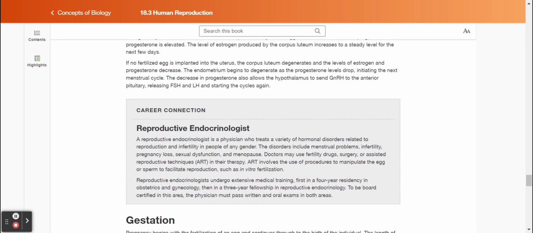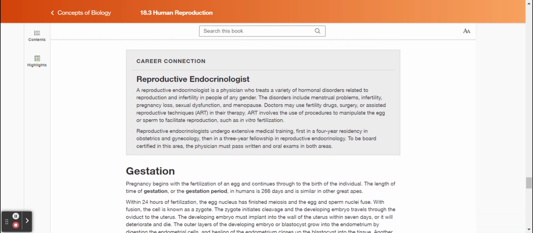If no fertilized egg is implanted into the uterus, the corpus luteum degenerates and the levels of estrogen and progesterone decrease. The endometrium begins to degenerate as the progesterone levels drop, initiating the next menstrual cycle. The decrease in progesterone also allows the hypothalamus to send GnRH to the anterior pituitary, releasing FSH and LH and starting the cycles again.